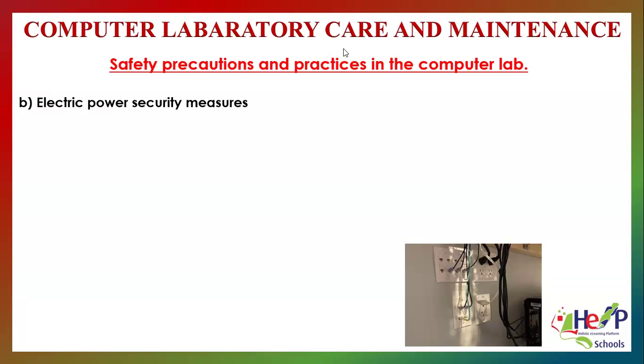But also the stabilizers, she talked about them. These stabilizers provide stable power to the system unit. Sometimes the volts can be so high, it steps it down. Sometimes the voltage can be low and it steps it up. Can we get the next one? Any other suggestion for electric power security measures?